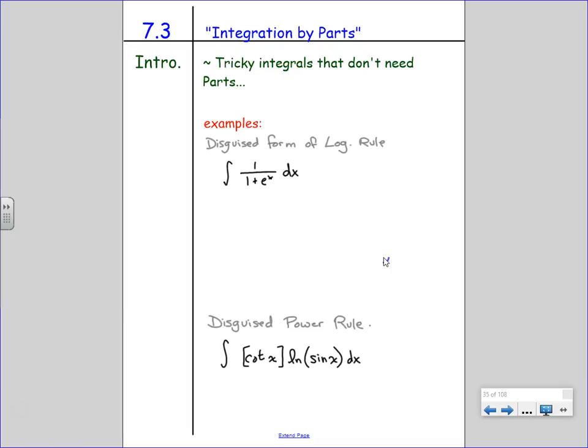Alright, section 7.3. Section 7.3 allows us to deal with tricky integrals. We're going to introduce it by talking about some integrals that don't need parts. Let's talk about some tricky ones that we can do. In my old book last year, there was a whole section on, hey, guess what? You know how to integrate? That's great. Let's go to tricky ones that you don't think you can integrate, but you can.